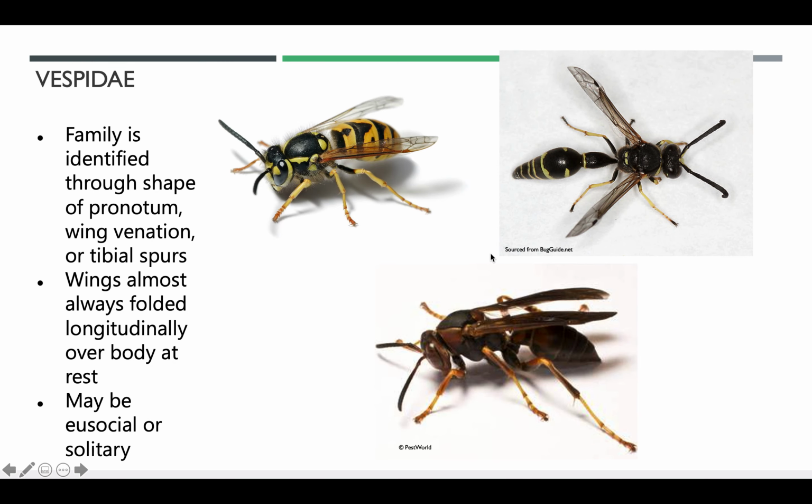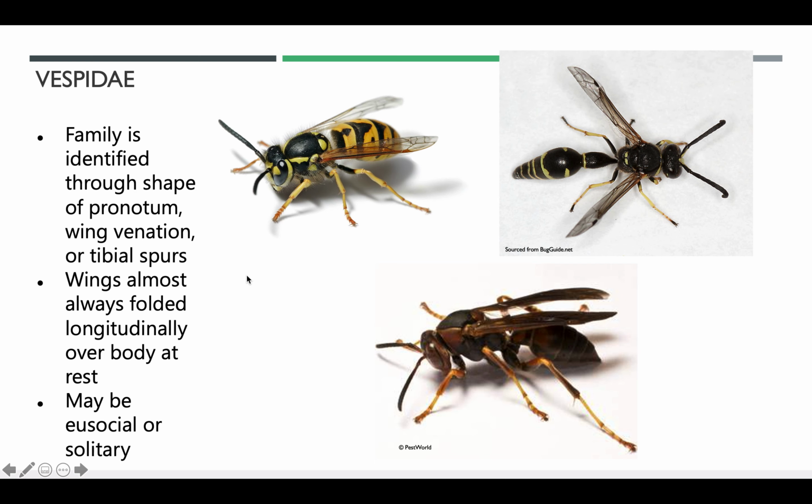All right, so we're going to talk about our first wasp family. This is family Vespidae, and this is my personal favorite family. I'm very heavily biased towards vespid wasps. They can be identified in a dichotomous key through the shape, again, of their pronotum and their wing venation and the segments on their feet. But they're really easy to spot. They're typically the larger ones, the chunkier ones, for lack of a better word, and you'll notice what I'm talking about when I talk about the other families. And at rest, their wings are almost always folded longitudinally over their body.